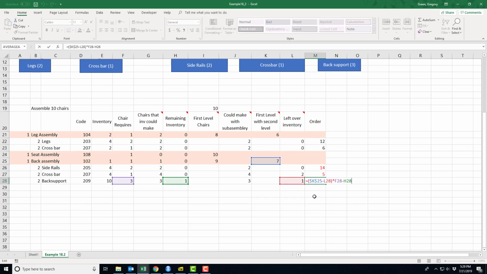I have 7 chairs left to make, but I have enough back support to make 1 of those chairs, leaving me with 6 chairs. 6 chairs times, I need 3 slats, 3 back supports per chair, so that gets me to 18, but I've got this one remainder left over. So I'm going to subtract it off, which leaves me with 17 back supports that I need to order.